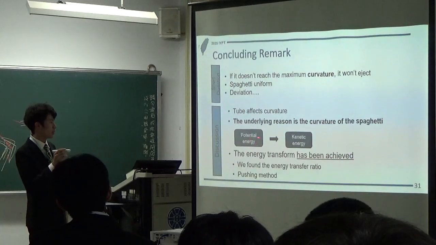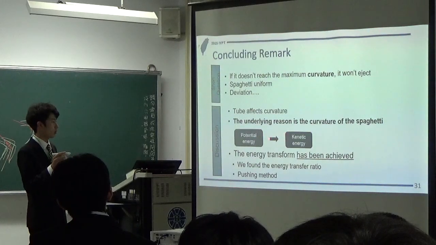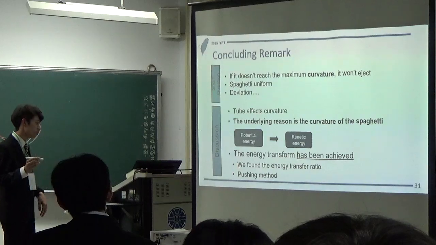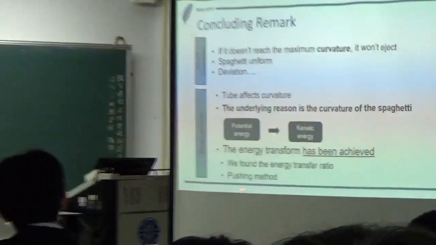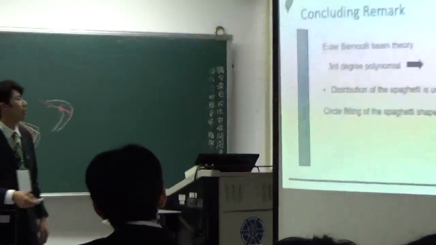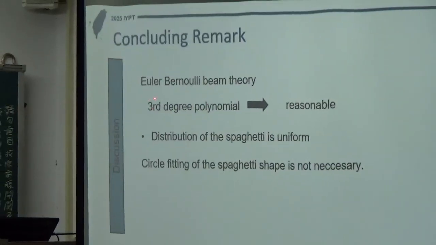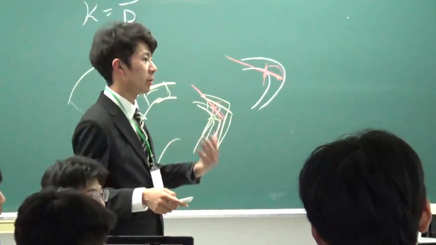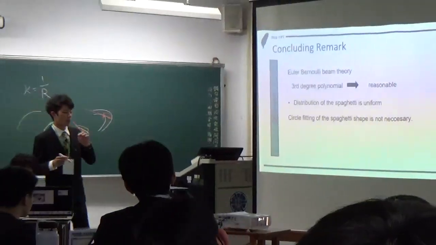And about potential energy to kinetic energy, the opponent talked about the energy transform ratio, and I think it's because of error, which was also pretty small. And so we found the energy ratio, and we talked about some pushing method, and we got that the pushing method is absolutely correct. And about the discussion, we talked about the beam theory, and I said I used the third degree polynomial to fit my data points, to fit the shape of the spaghetti, which is pretty reasonable because my system is simply supported.